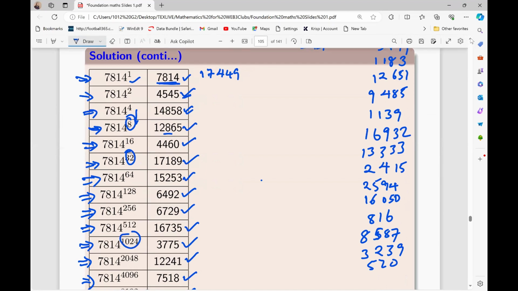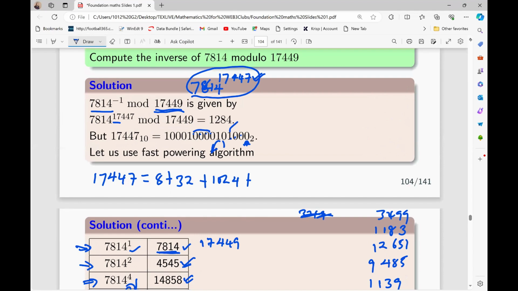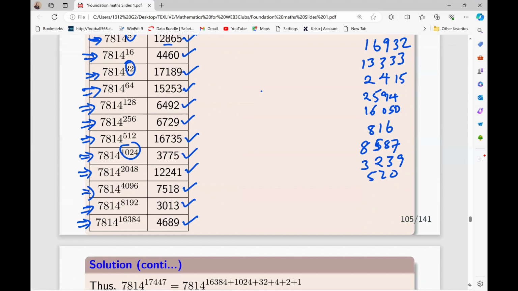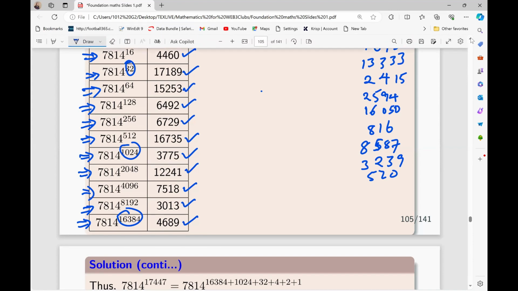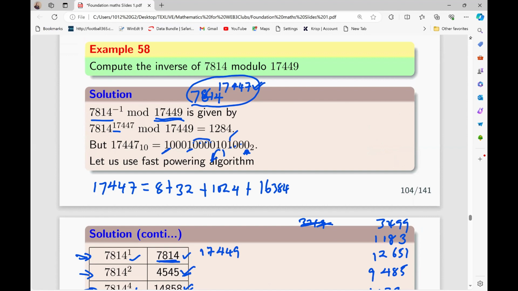1024. Let me just write it there. Plus 1024. We skipped 1, 2, 3, 4, then took this. Then take the last one. What is the last one? What power is that? The power is this, 16,384. Let's just see whether that is true.